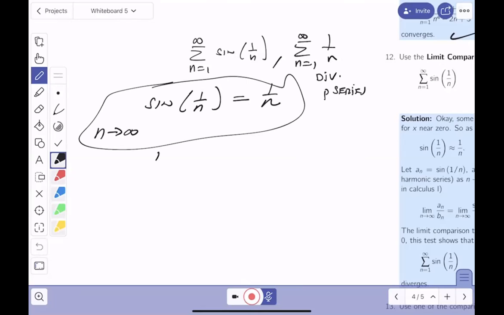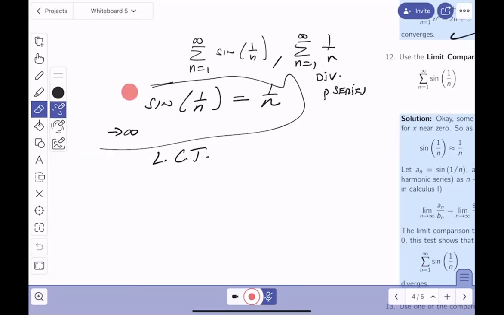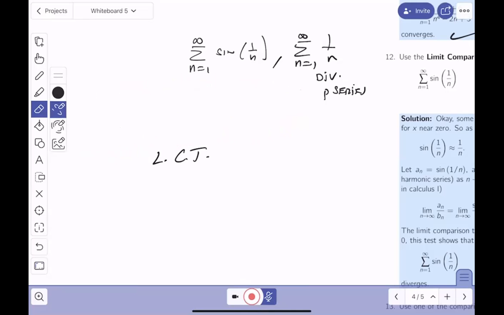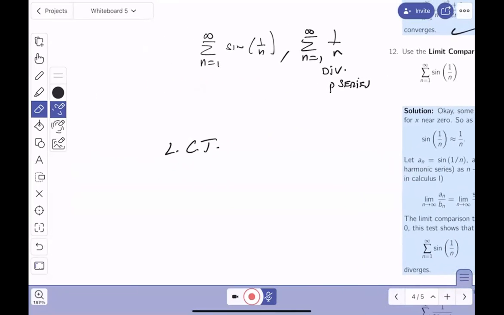And I'm going to use the limit comparison test. Let me erase this thing over here. This is just my Math 120 talk about how they look. They're very similar looking. All right, let's put this down.